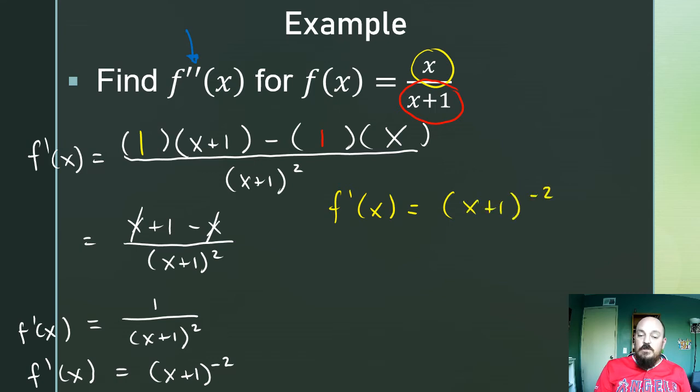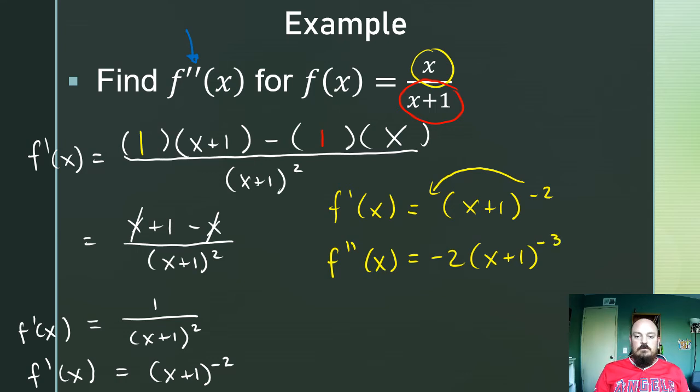And when I go to take the derivative of that, that's going to give me f double prime. Now, what I'm going to do, even though we have something in parentheses, I'm going to do power rule on it, meaning I'm going to multiply by negative 2, and I'm going to lower the exponent to negative 3.